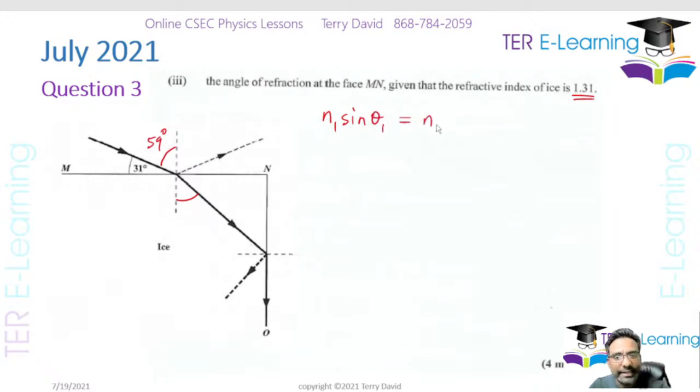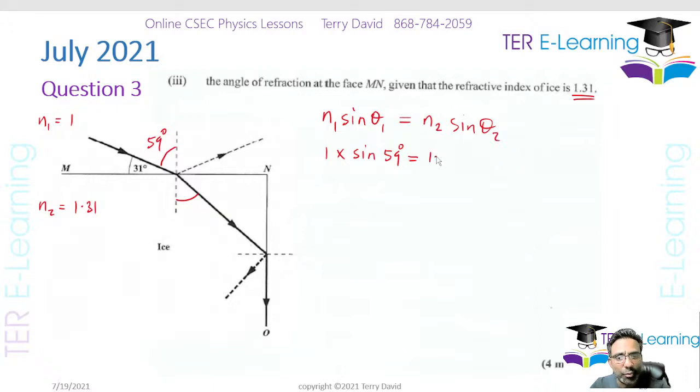So N1 sine theta 1 is equal to N2 sine theta 2. Don't worry if you never saw this formula, right? Some of you may have worked it slightly differently. So you're going from air to ice. The refractive index for air is taken as 1, and we're multiplying that by sine of 59 degrees, is equal to N2, the refractive index of ice. So N1 for air is taken as 1, and N2 for ice is taken as 1.31, right? Like I said, don't worry if you didn't do it like this, that's fine, once you get the same answer.